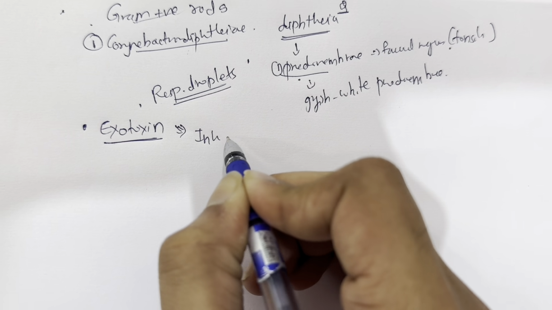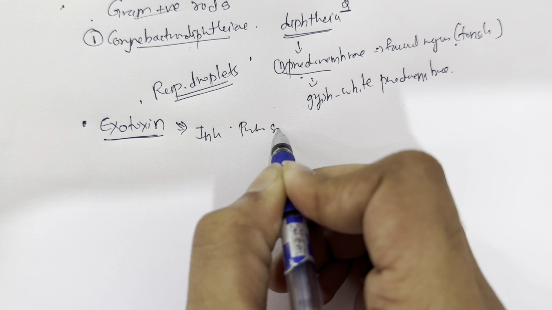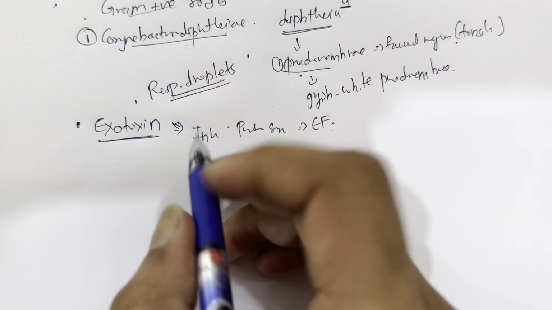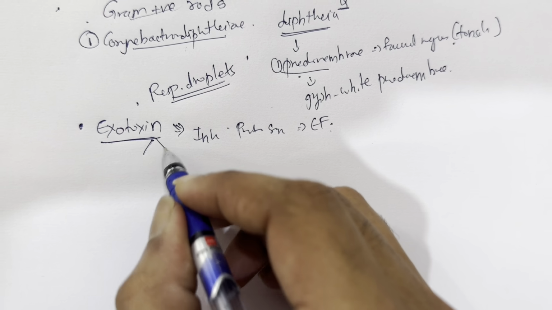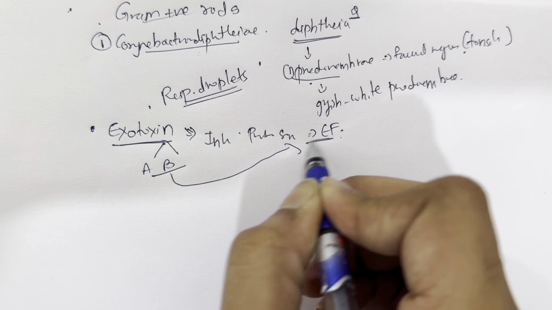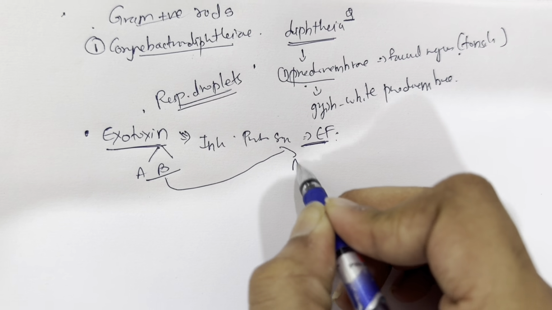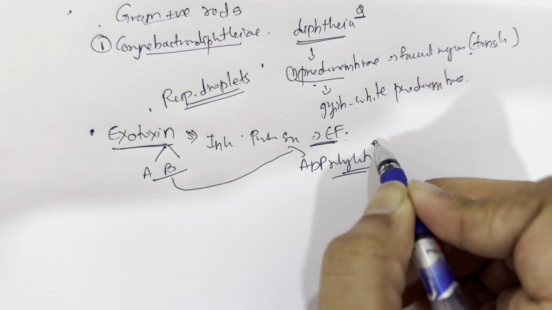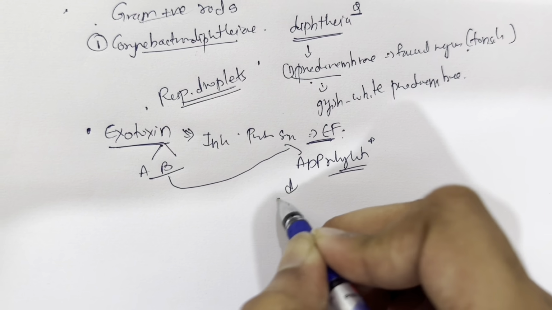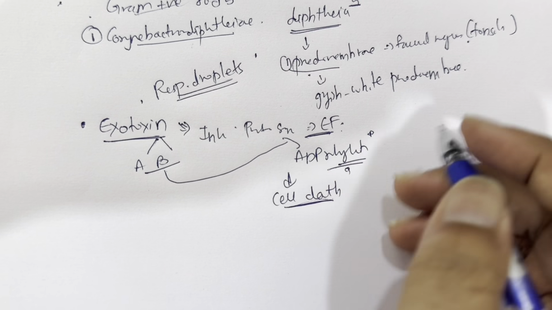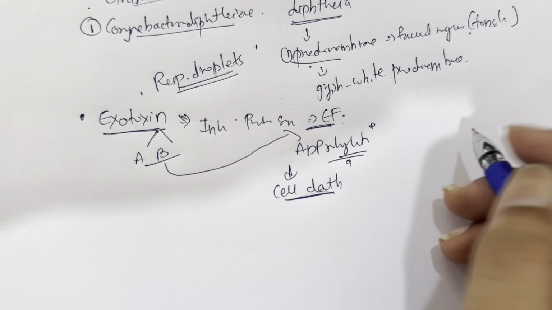Coming to the toxin of diphtheria, it is a strong exotoxin and it inhibits protein synthesis by acting on elongation factor. The exotoxin is AB type, and it acts on EF, elongation factor. By acting through ADP ribosylation, it inhibits protein synthesis. And inhibiting protein synthesis leads to what? Cell death. That's why diphtheria is one of the dangerous diseases.